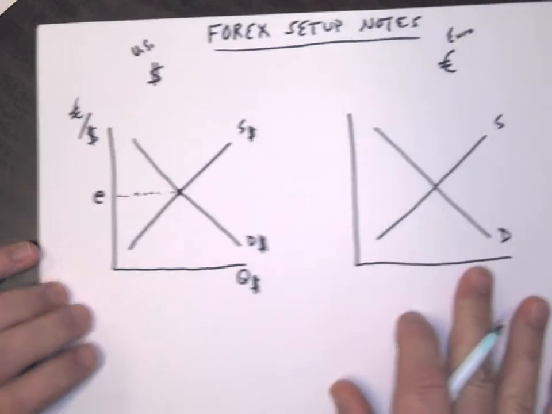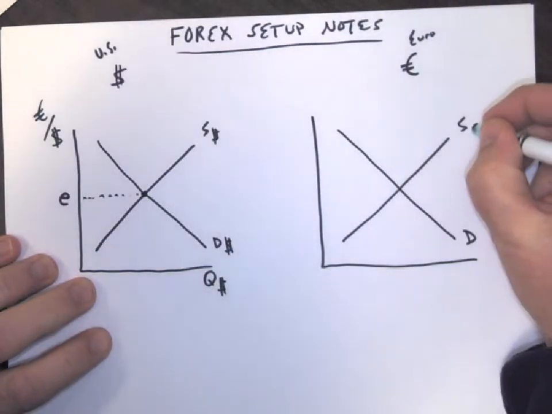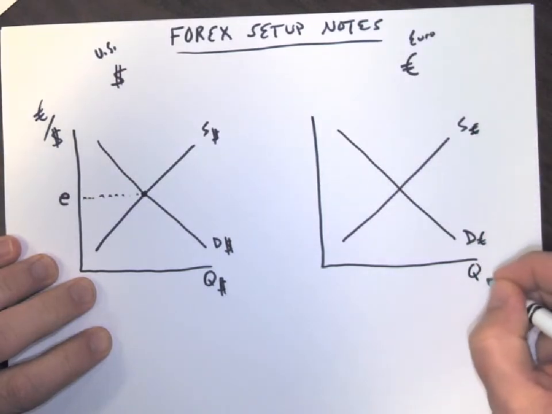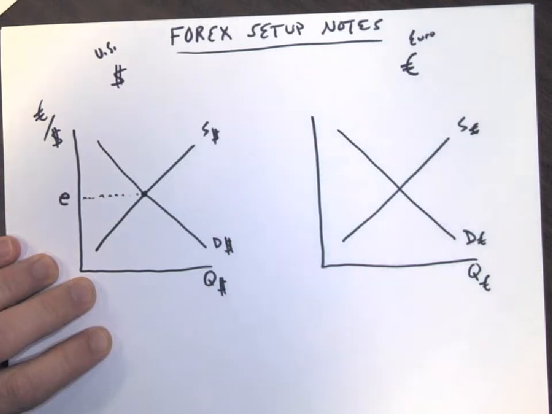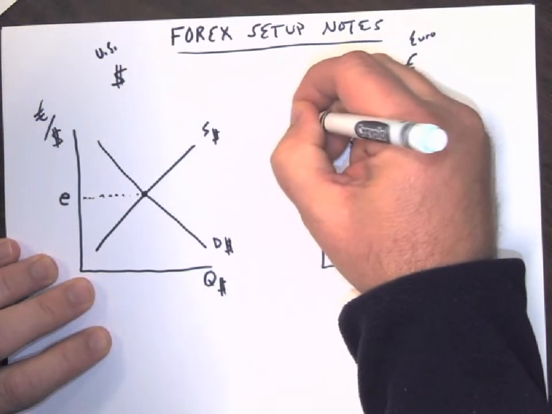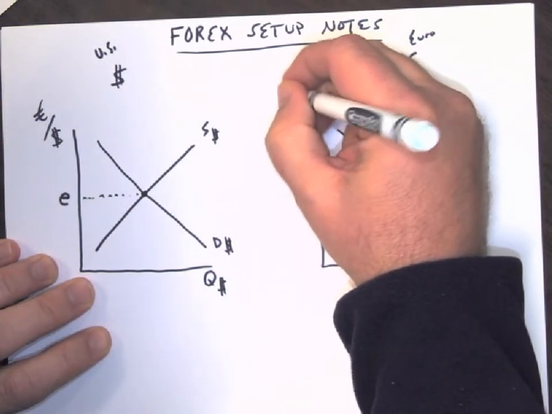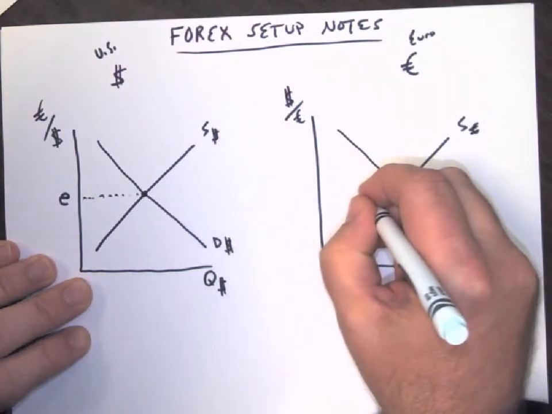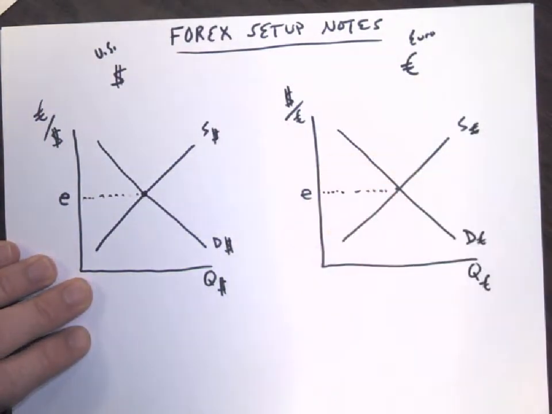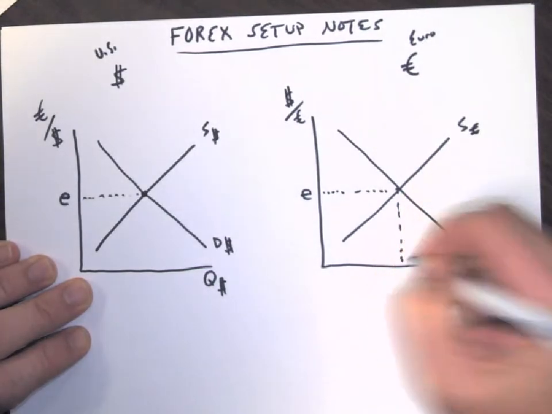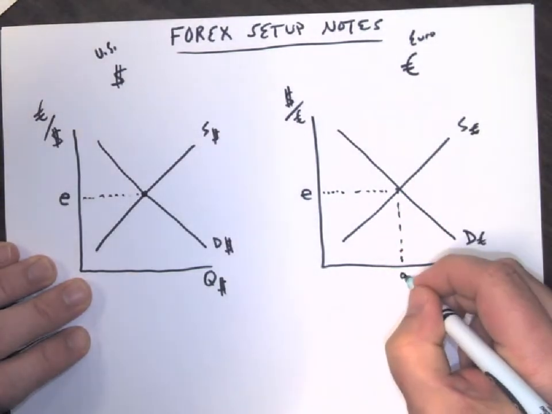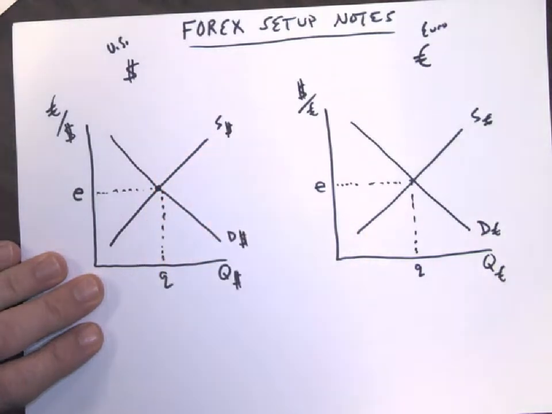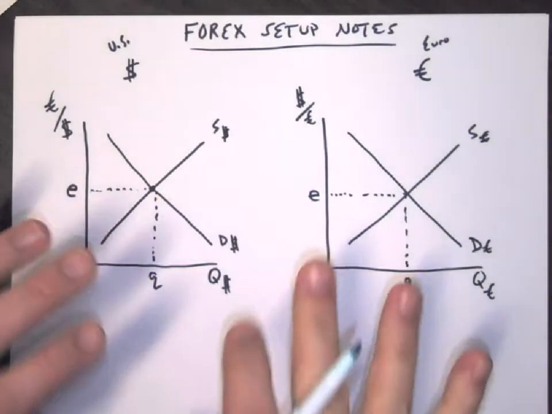So now set up the euro in the same way. So it's going to be a supply of the euro, demand of the euro, quantity of the euro, dollar divided by the euro, and that's going to give us our exchange rate. And of course, equilibrium is going to have a quantity that is supplied or demanded at those equilibriums. So this is just for setting up.